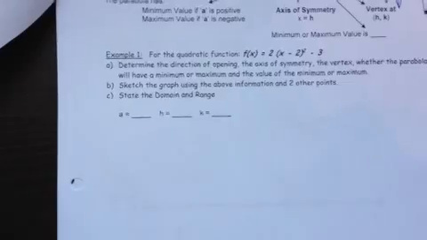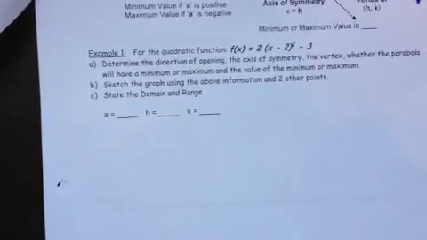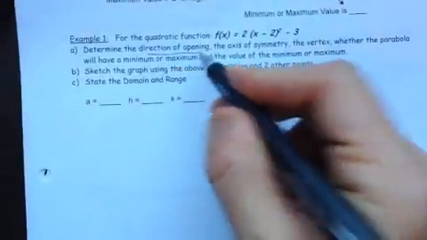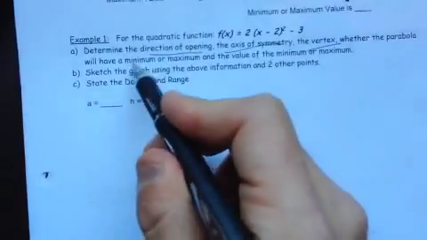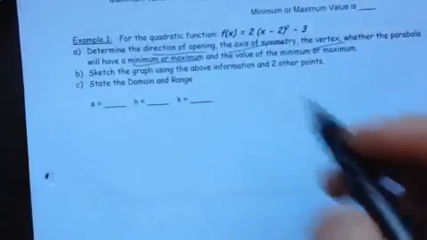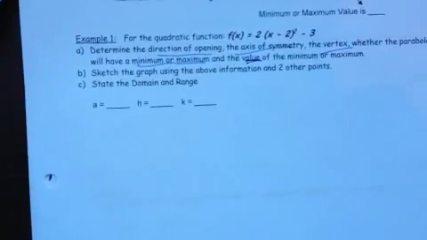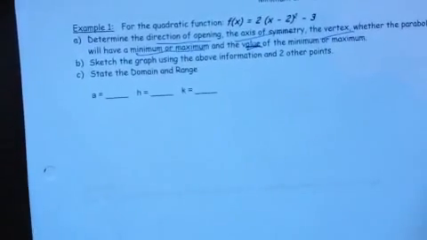So example 1, it says, for the quadratic function f of x equals 2 times (x minus 2) squared minus 3, determine the direction of the opening, so that's the first thing, the equation of the axis of symmetry, the vertex, and whether the parabola will have a min or max, and what the value of the min or max is. Sketch the graph using the above information and 2 other points. State the domain and the range.